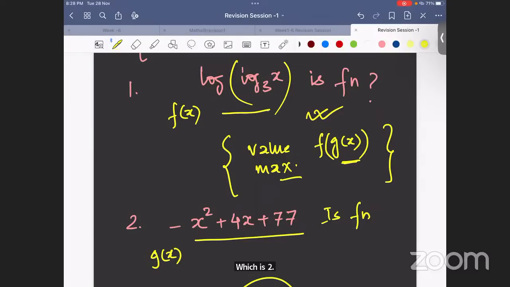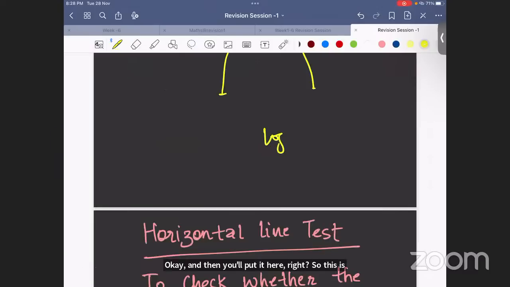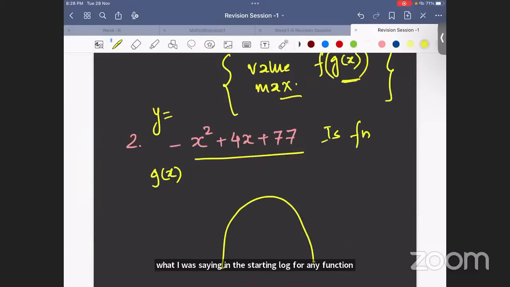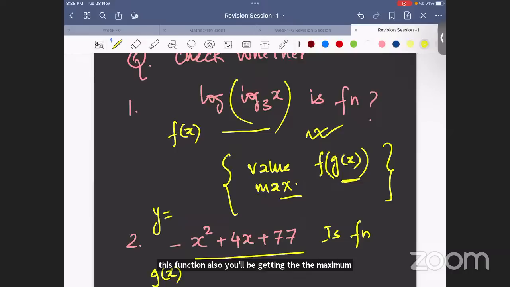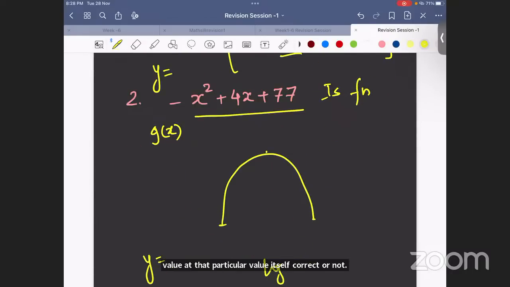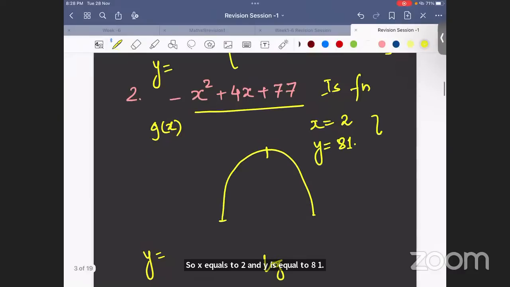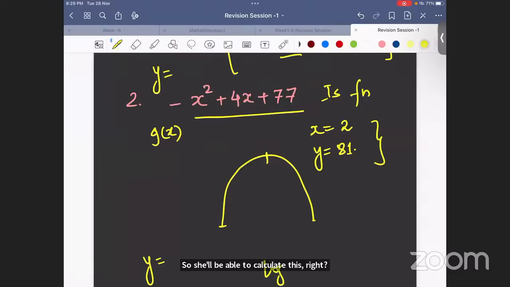Okay, and then you'll put it here, right? So this is what I was saying in the starting. Log for any function, for example, this is the function. If you are getting the maximum value at some particular x, then for this function also you'll be getting the maximum value at that particular x, correct or not? At what x are you getting y equals 2? Sir, x equals 2 and y is equal to 81. Okay, so you'll be able to calculate this, right? Yes, sir.